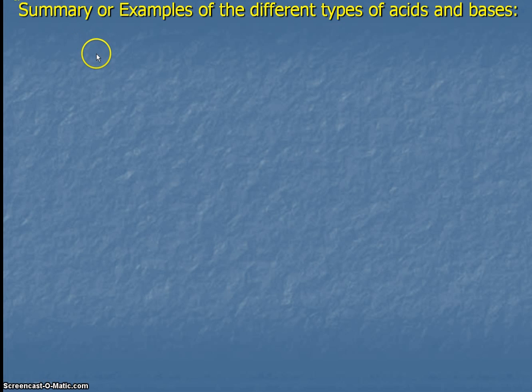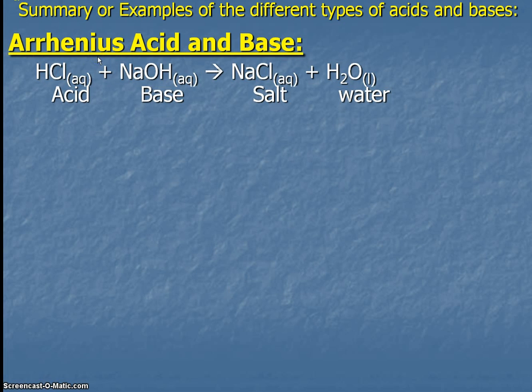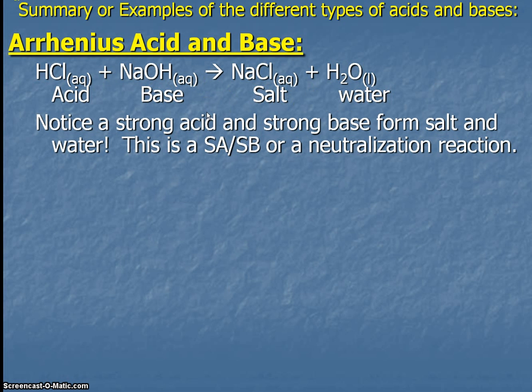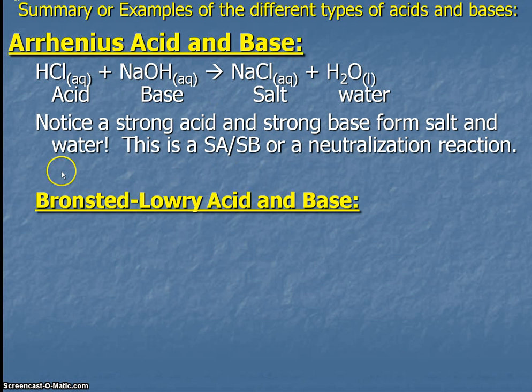Okay, we're going to summarize from last time the different types of acids and bases. We have Arrhenius acid and base. Remember that it has H plus that it can give for the acid, and OH minus for the base, and we get salt and water. These are strong acids and bases that form salt and water, or neutralization reactions, strong acid, strong base.